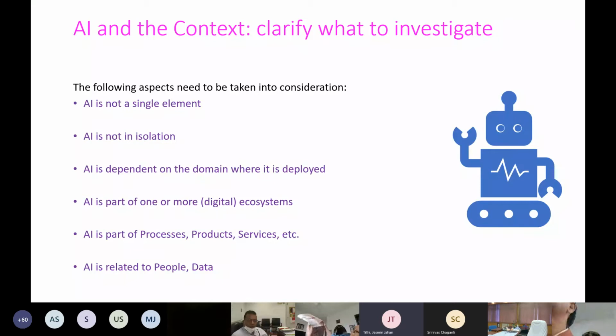We also need to clarify what to investigate, because AI is not really a single element. AI cannot be investigated in isolation. AI is dependent on the domain where it is deployed. AI is part of one or more digital ecosystems. AI is also part of some bigger process, product, and services. And AI is also related to the people and their data.